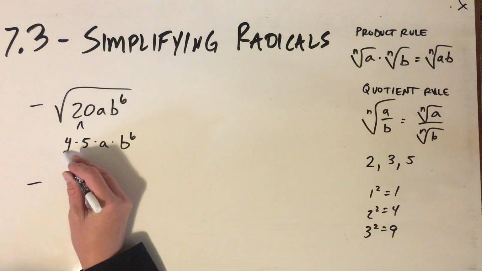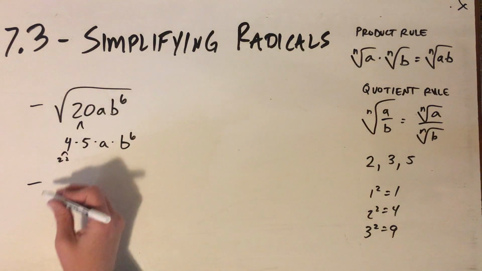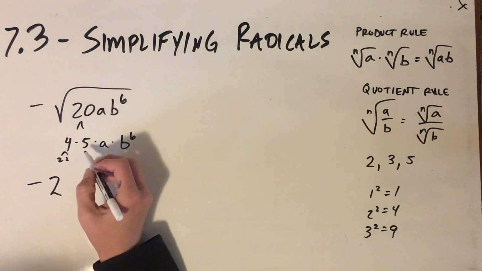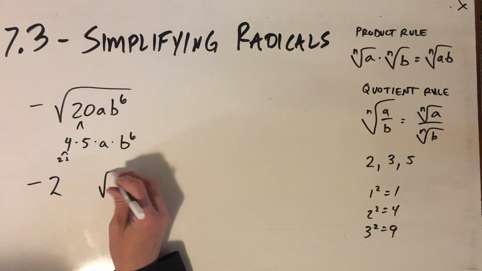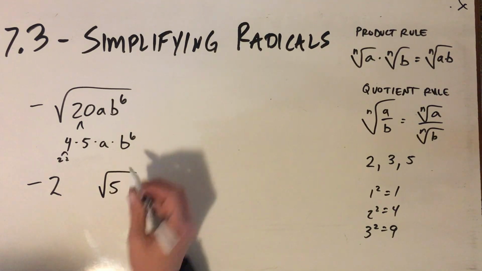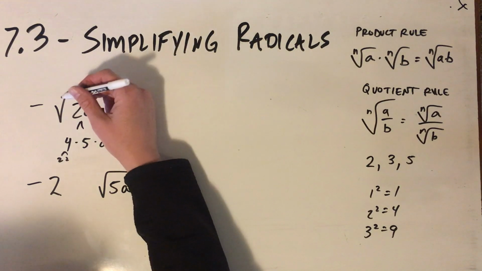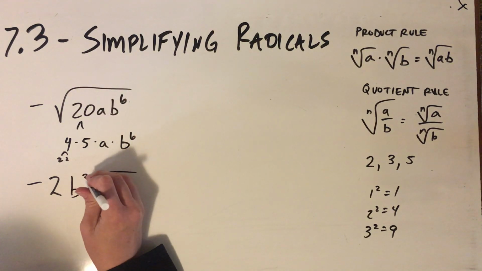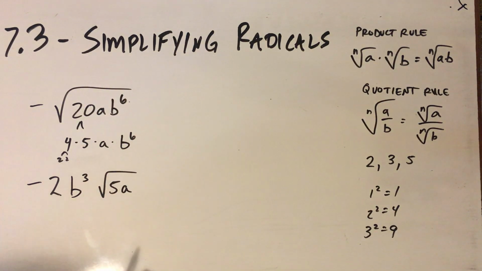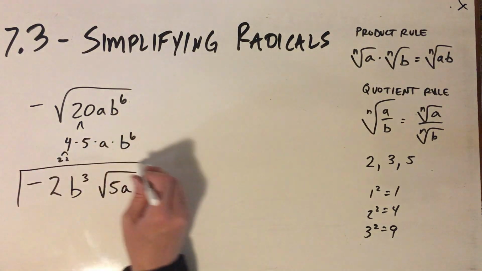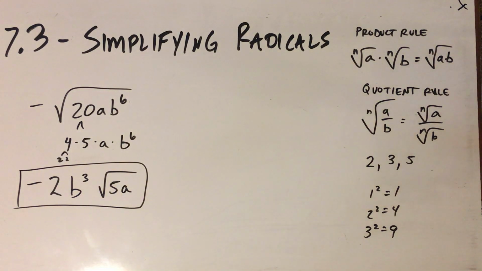This 4 will factor down to 2 and 2. Since there's a pair of those, the 2 will come out. The 5 is all by itself, quarantined, so it's going to stay under. This a is all by itself, so it's going to stay under. And b to the 6th can be divided: 6 divided by 2 is b cubed. So b cubed times b cubed is b to the 6th. So this would be the final answer here of how to simplify that square root, or that radical.